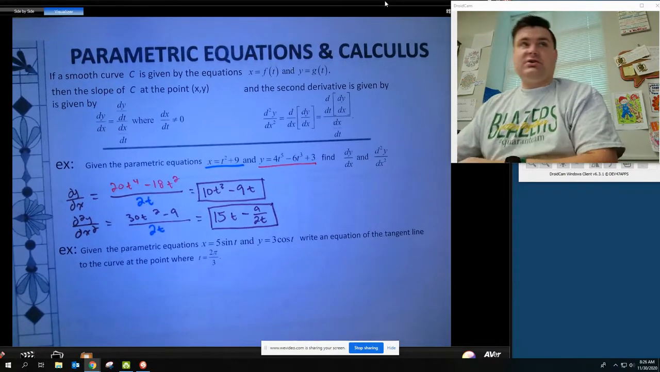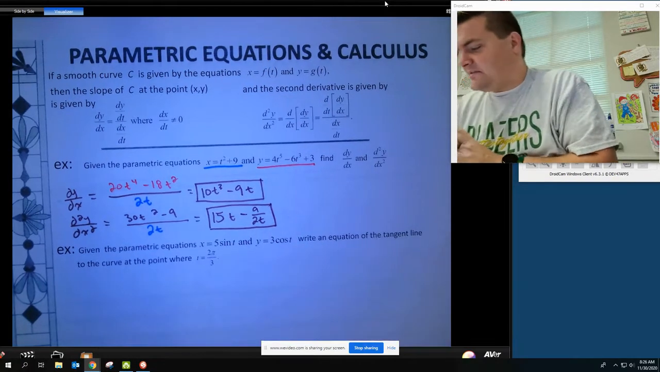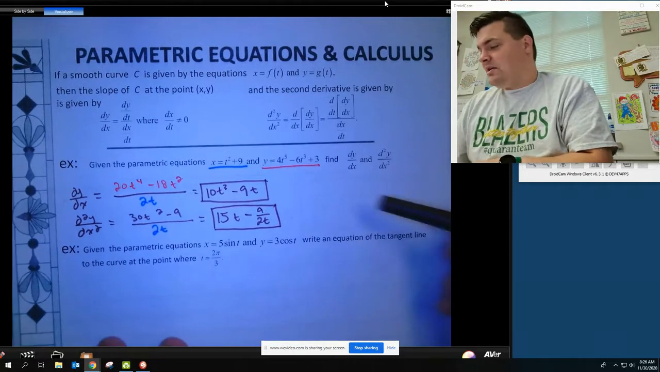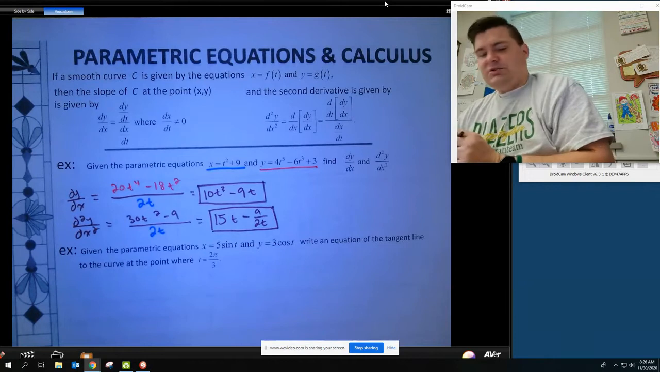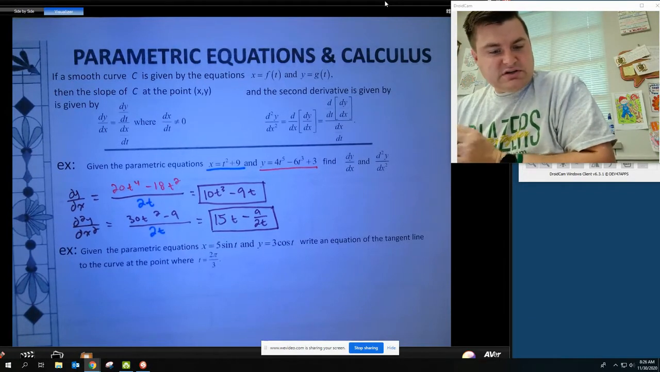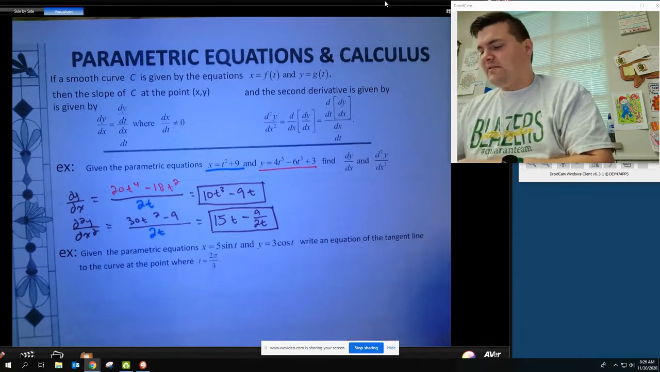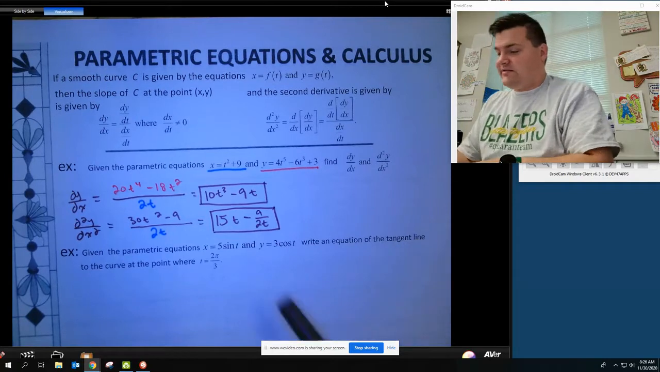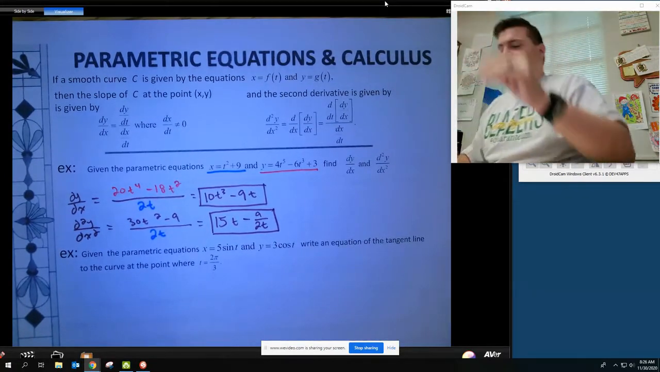So we're given the parametric equations x equals 5 sine t, y equals 3 cosine t. By the way, that is an ellipse. Write the equation of the tangent line to the curve at the point t equals 2 pi over 3. So all we're going to do here is find our derivative, and that'll give us our slope. And I want the tangent line, so I need to find out what the x value is and what the y value is. I'll do that first because it's really not the calculus part of it.